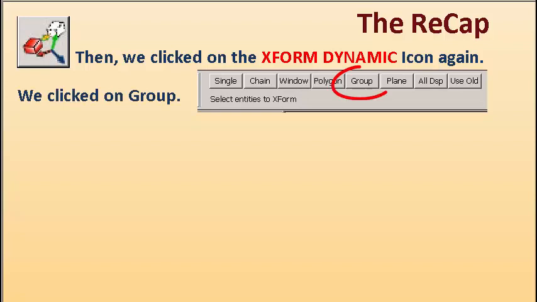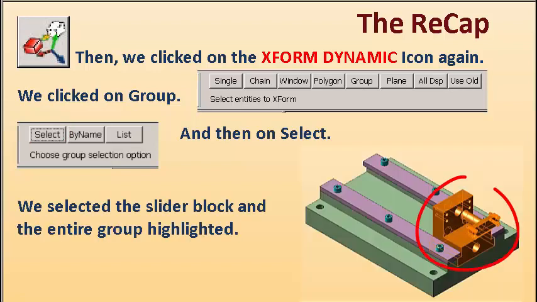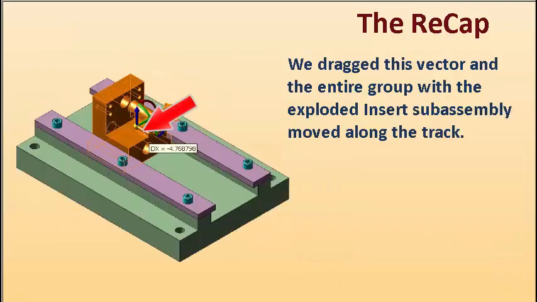We clicked on Group, and then on Select. We selected the slider block, and the entire group highlighted. We dragged this vector, and the entire group with the exploded insert subassembly moved along the track.